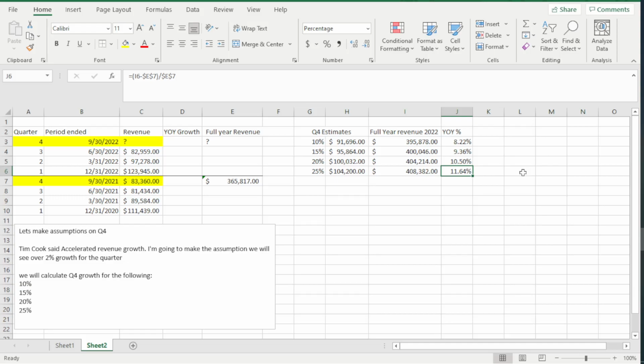So keep in mind, you guys, from 2020 to 2021, we saw over 30% revenue growth. Now, looking at 2021 to 2022, this could be somewhere between 8.22% to 11.64%. So to me, it doesn't make sense to be paying that 26 to 27 PE multiple when we're seeing this company grow year over year at numbers that are close to single digits, low double digits.